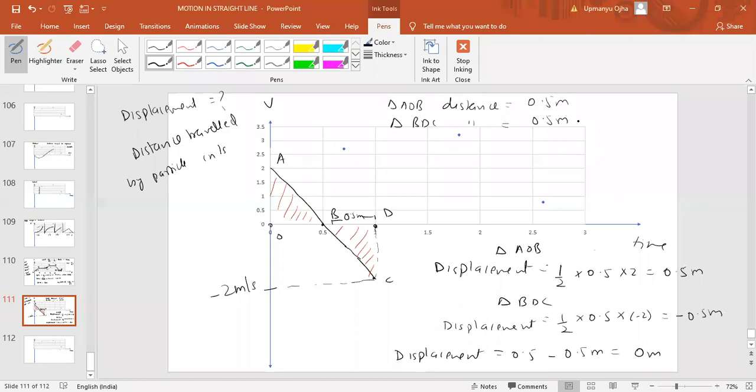So total distance is how much? Total distance is 1 meter. Understood? 1 meter. So distance is 1 meter, displacement is 0 meter. Now, can you find the acceleration of this graph? Tell me, what is the acceleration of this graph?